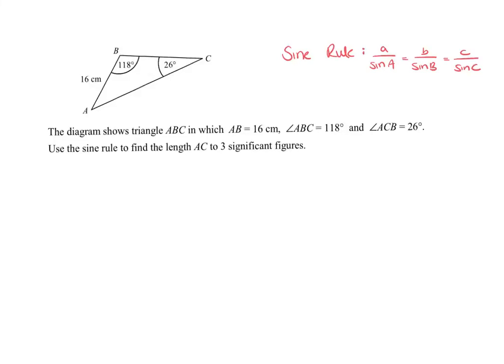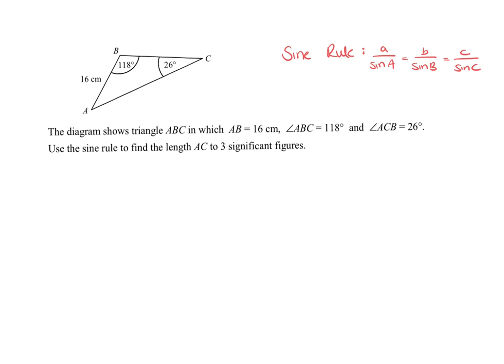In this video, we're going to have a look at using the sine rule to find the length in a non-right-angled triangle. Now the sine rule I've given at the top of the page there, a over sine A equals b over sine B equals c over sine C. You can also use this rule in reverse, so the sines being on top if you want to find an angle. We're finding a length, so we're going to have the little letters on the top.